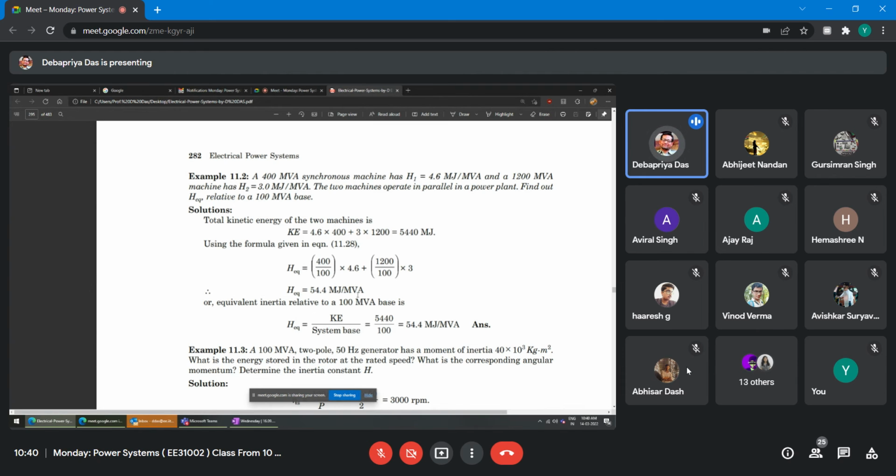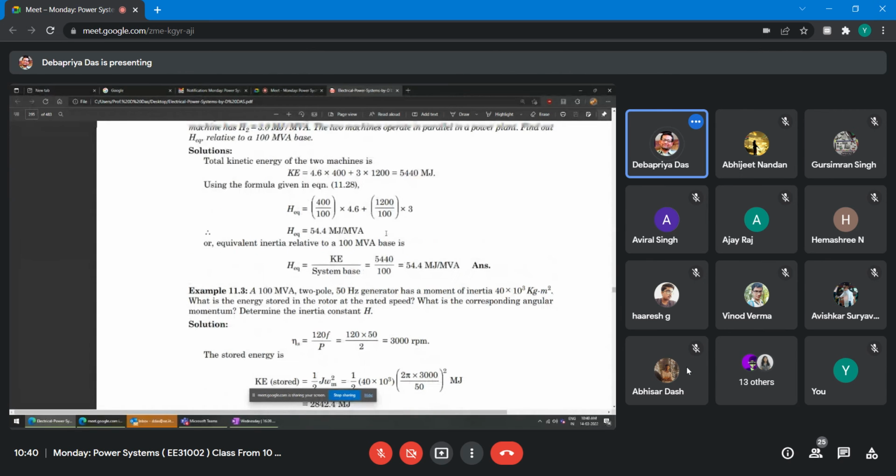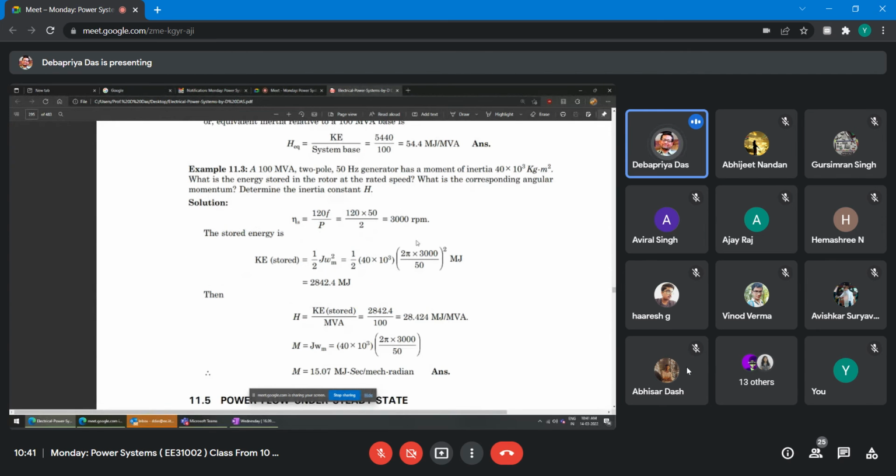Therefore, the equivalent inertia on a 100 MVA base, that is KE upon system base, this much, this is 5400 divided by 100. So 54.4, same thing. This one and this one are the same thing. So this is simple. Now this one: suppose a 100 MVA 2-pole 50 Hz generator has a moment of inertia of 40 into 10 to the power 3 kg meter square. What is the energy stored in the rotor at the rotor speed? What is the corresponding angular momentum? Determine the inertia constant H.